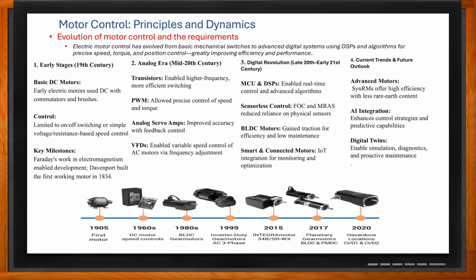The current trends and the future outlook. So, advanced motors, synchronous motors, which offer very high efficiency with less rare earth content, which is an expensive metal these days, but it still requires a premium for such motors, even though there's a little of the rare earth type metal inside. Of course, the AI integration, everything is going to AI and predictability, which enhances control strategies and predictive capabilities. It also can predict the possible failure of the motor and the motor circuit that's involved with that. So, the digital twins, which enable simulation, diagnostics, and proactive maintenance.